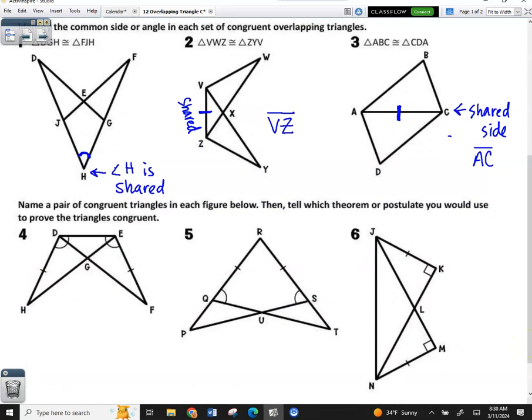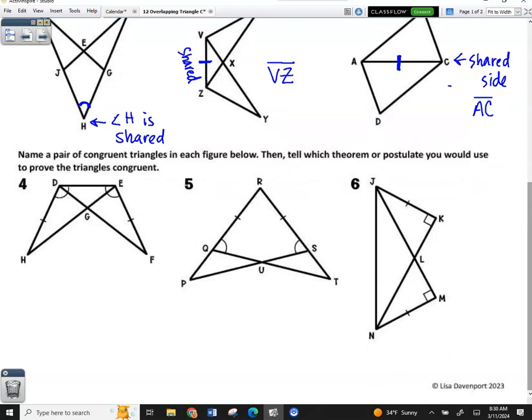Four, 5, and 6, name a pair of congruent triangles in each figure below, and then tell the theorem or postulate you would use. So they're saying what shortcut. We had 5 shortcuts. They're asking for you to identify the congruent triangles and then say what shortcut. So number 4, is there secret info not marked that I need to mark? There's a shared side. How many tick marks would I put on it though? I need to put 2 because I've already got a single tick mark here and here.